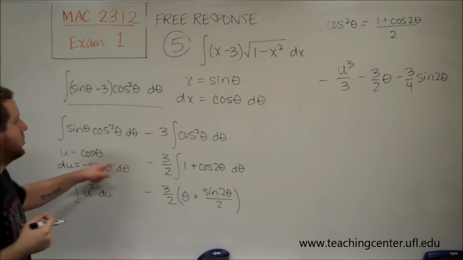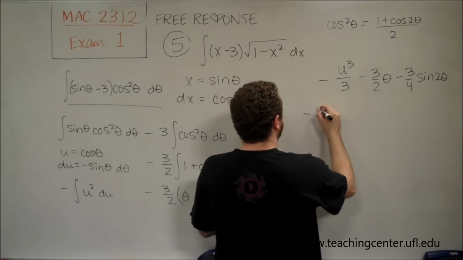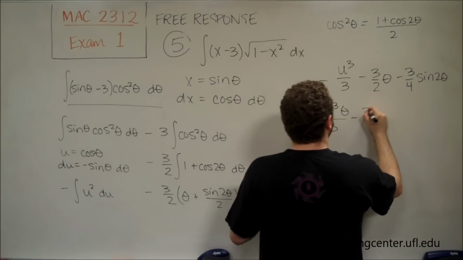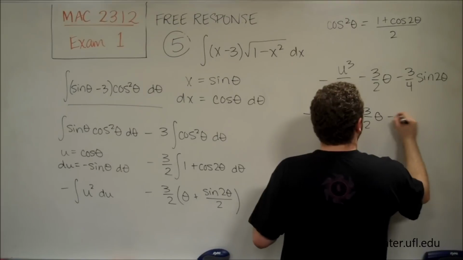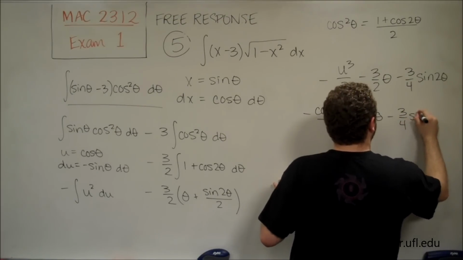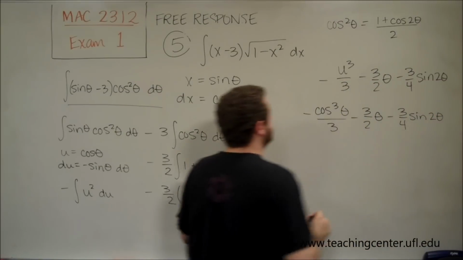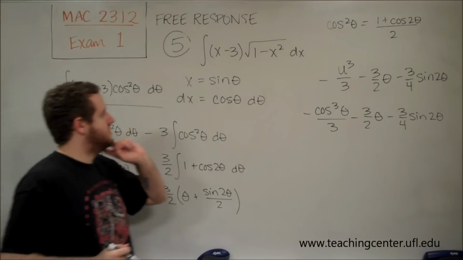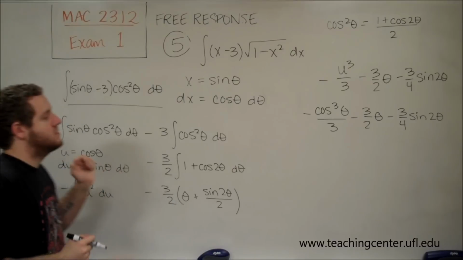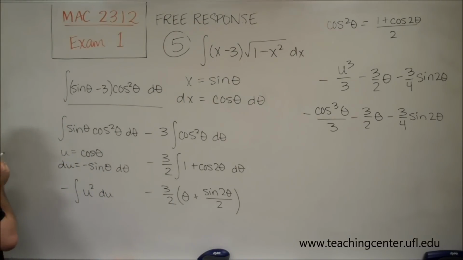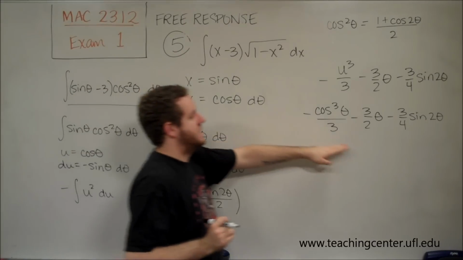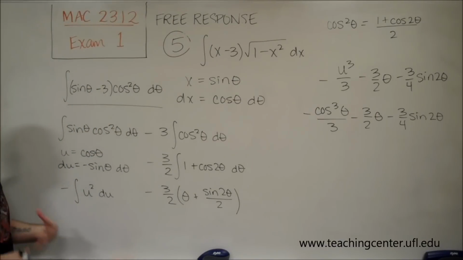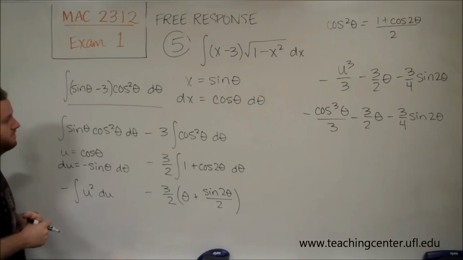Last thing we need to do is u was cosine, so let's write this all in terms of theta. So we have cosine cubed theta over 3 minus 3/2 theta minus 3/4 sine 2 theta. Alright, so the last thing we need to do is put it all back in terms of x. If you notice, none of these ended up being just sine of theta. So we need to set up a triangle and solve for our other trig functions.